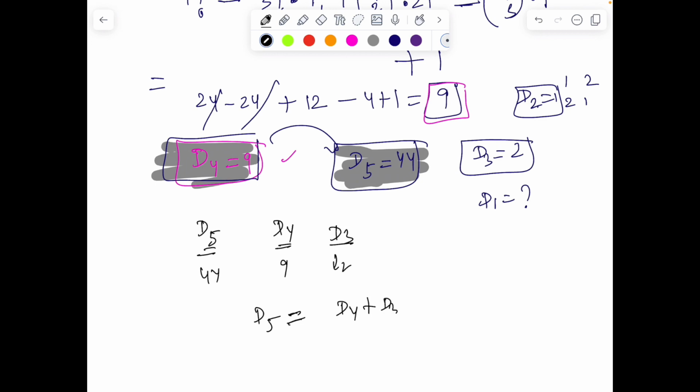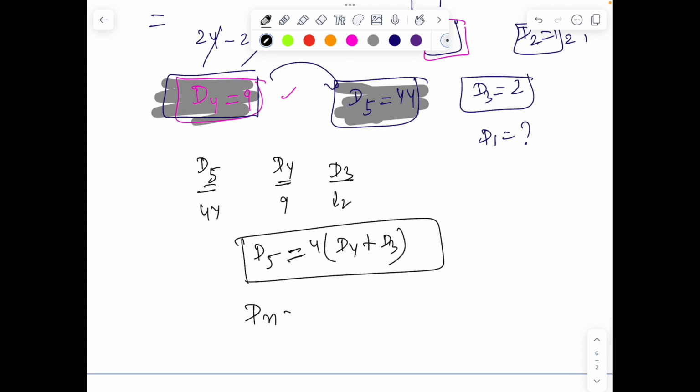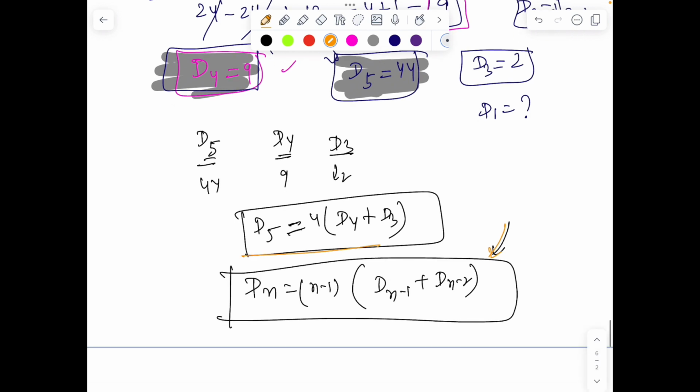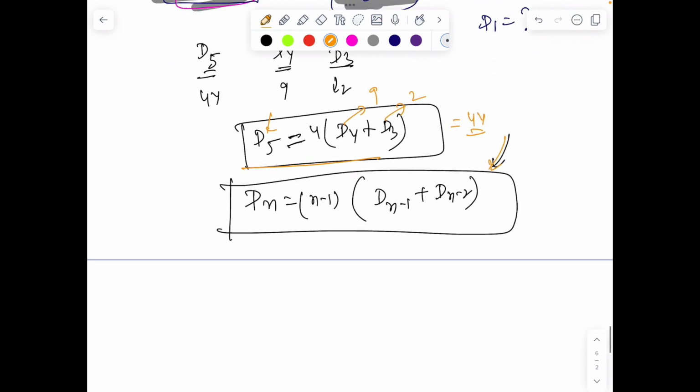So we can see D5 can be proved to be D4 plus D3 times 4. Right. So in general, Dn will be n minus 1 times Dn minus 1 plus Dn minus 2. So using this recurrence, which I urge you to prove, and it's not very difficult, you can directly get the value of D5, because D4 I know is 9, D3 is 2, so 11 into 4, 44.